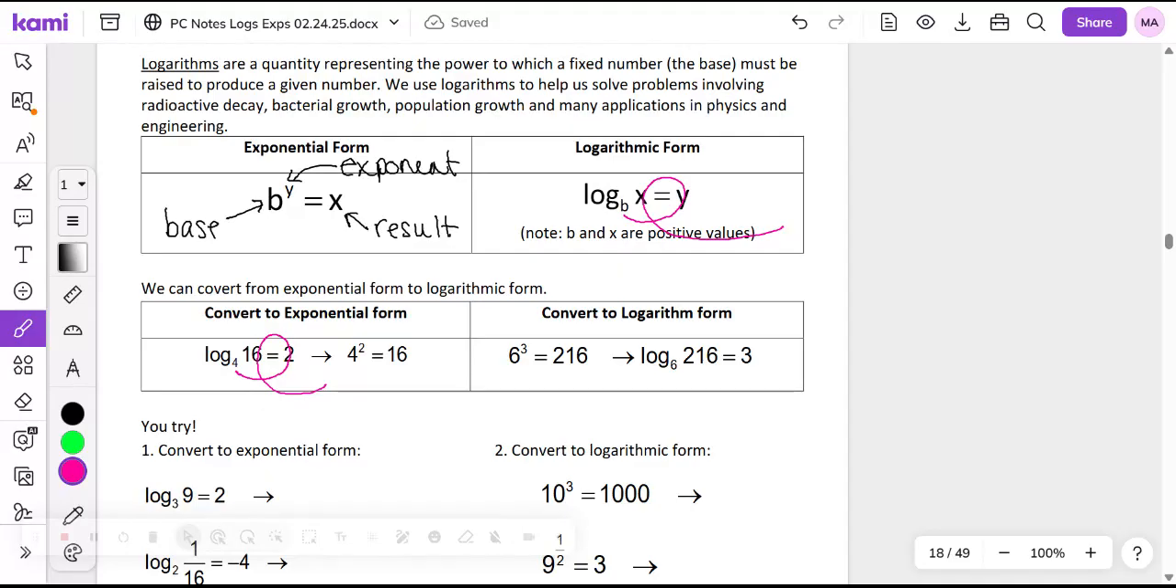Converting from exponential to logarithmic form, we have 6 to the third equals 216. So log base 6 of 216 equals 3. You'll notice it's the exponent on the other side of the equal sign.